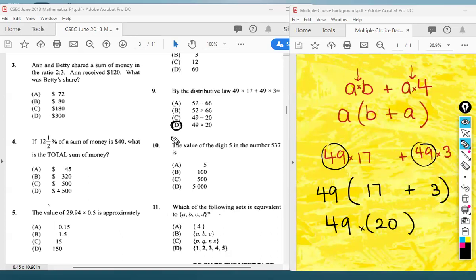Number 10. Oh, it's a primary school question. He's clearly the hundreds, so let's not waste time on that one. Equivalent sets, right? The first one has how many items? 1 element, we call them elements. 1, 2, 3, 4. They're literally asking you which other one has 4 elements. Won't that be C? PQRS, that's 4 elements. Super easy stuff there. Let's move on.